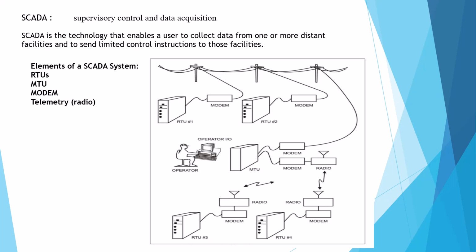Here is the RTU connection modem. The modem connects to the radio, receiver, and transmitter. Then the radio sends the signal, and that connects to the signal from the MTU radio. Okay, this was communication.